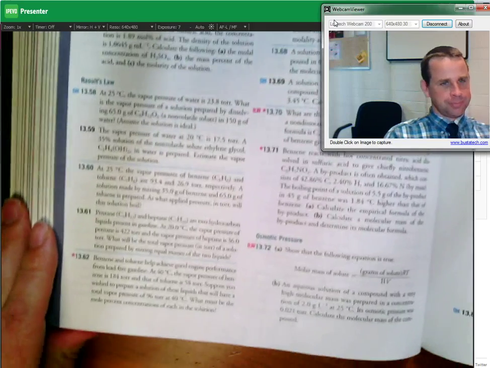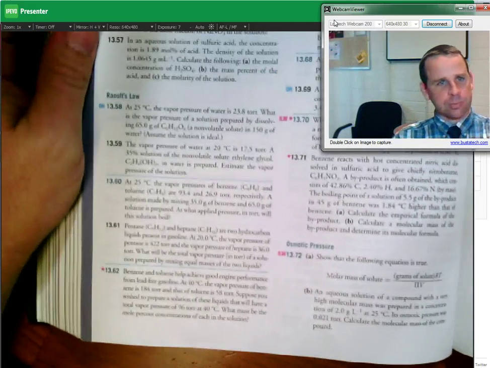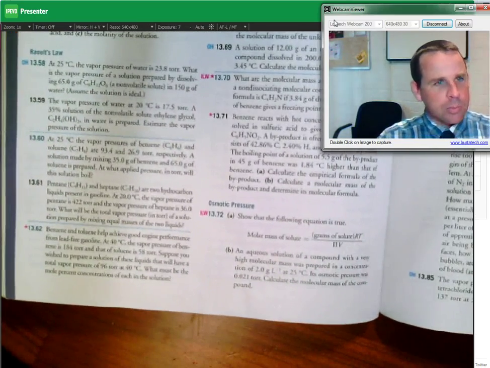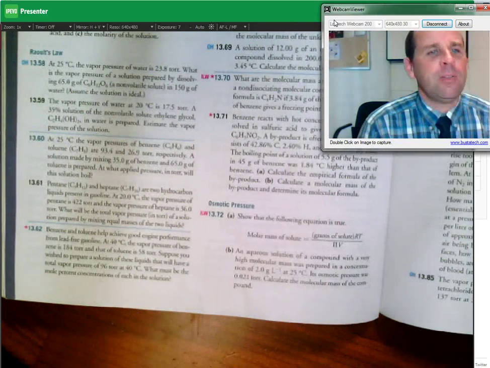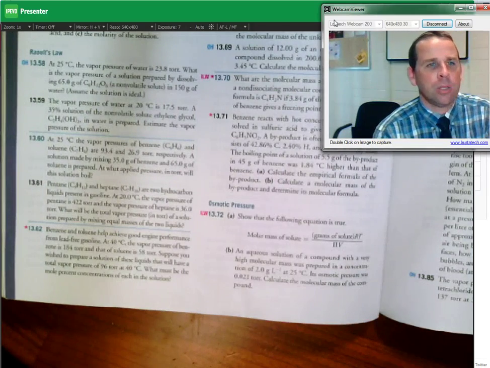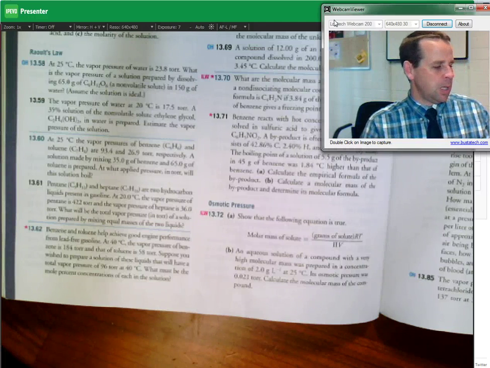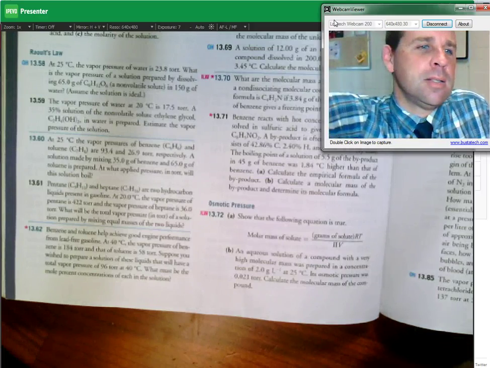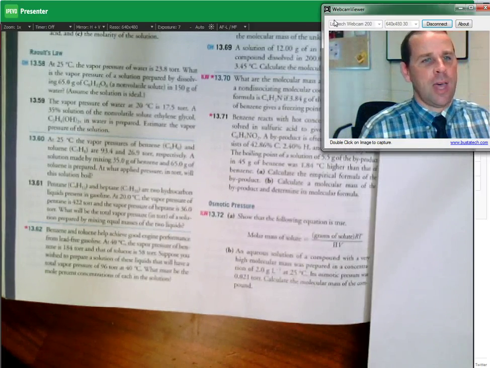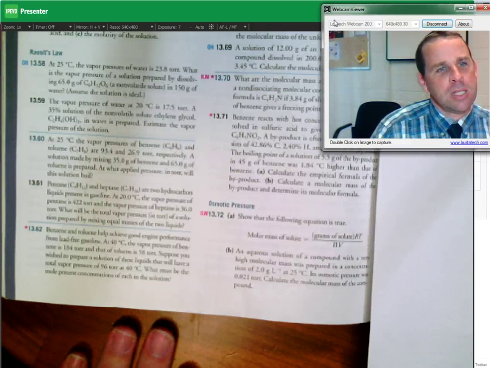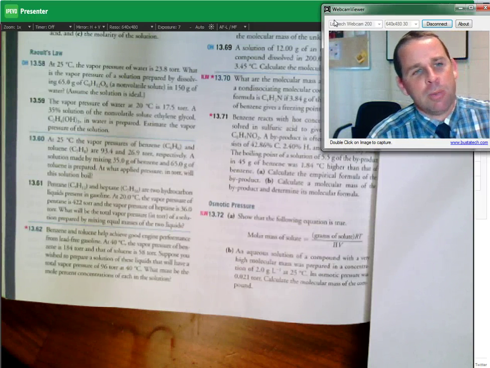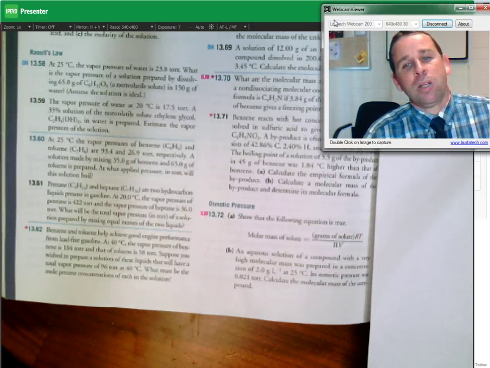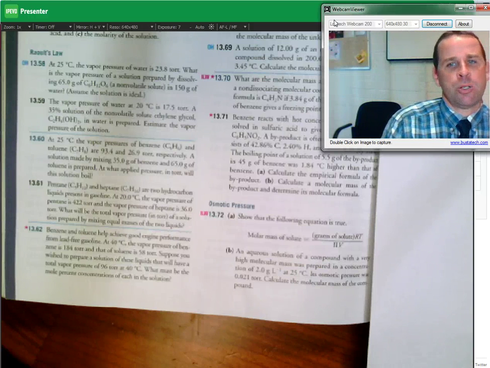1358. At 25 degrees Celsius, the vapor pressure of water is 23.8 torr. Then what's the vapor pressure of water after we dissolve 65 grams of C6H12O6, which looks like glucose to me? If we dissolve it in 150 grams of water, what is the vapor pressure of the solution?